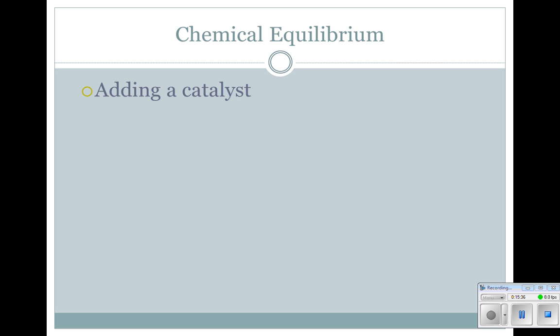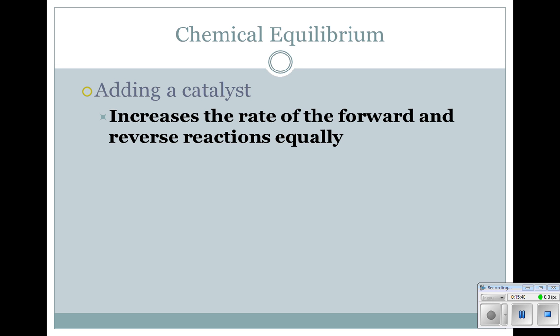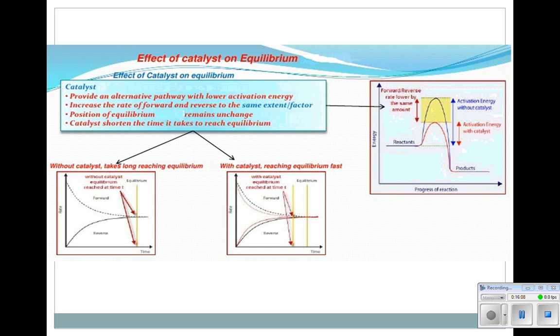Last thing we have to talk about is what happens if we add a catalyst. So if we add a catalyst to a reaction at equilibrium, remember what a catalyst does. It decreases the amount of activation energy needed for a reaction to occur, and by doing so, it increases the rate of the reaction. But if you remember drawing these diagrams, it didn't just decrease the activation energy of the forward, it also decreases the activation energy of the reverse reaction. So because it's decreasing them equally, it does not disrupt equilibrium.